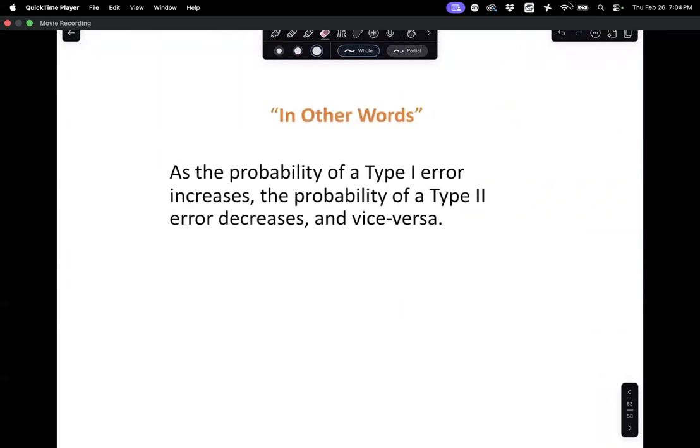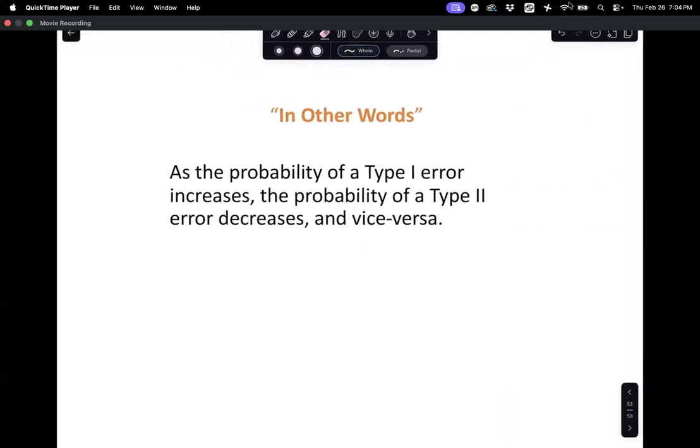And as the probability of type 1 error gets bigger, the probability of type 2 error decreases. You don't need to remember this. Nobody's going to mention it again. So just kind of nod your head and smile, and we will move on.